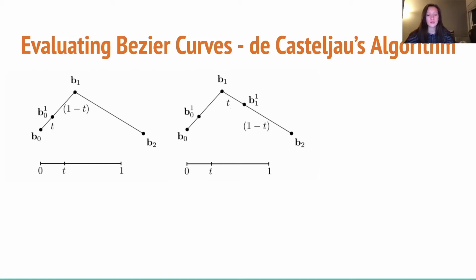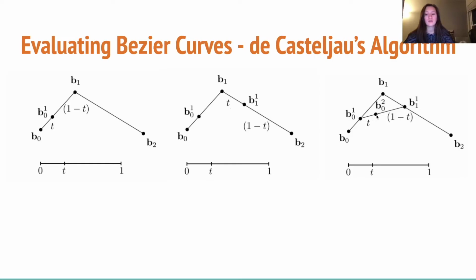Now we're just going to repeat the same process that we just did. So we'll connect these 2 new points with a line, and we will linearly interpolate between the 2 new points using the same t value. So keep in mind we're using the same t value for each of these steps. That'll give us one final point, and when we have one final point, that means that this point is on our curve. So this gives us 1 point on the curve.